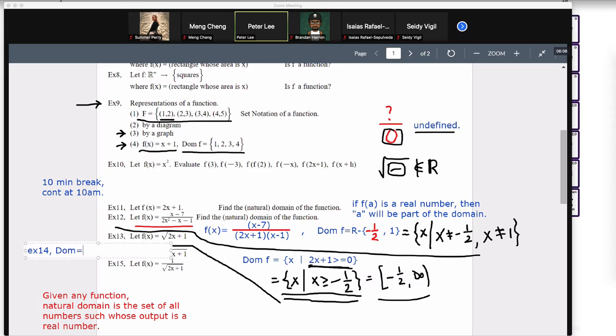Domain is equal to the set of all the real numbers. So the domain is actually R in this case. If you look at example 14, f of x is equal to cube root of 2x plus 1. Now in that case, we have a cube root here. For cube root, can the expression under the cube root be anything? Can this be negative?